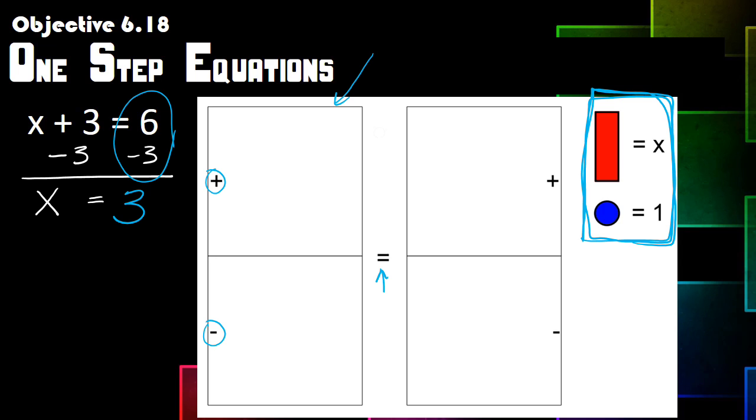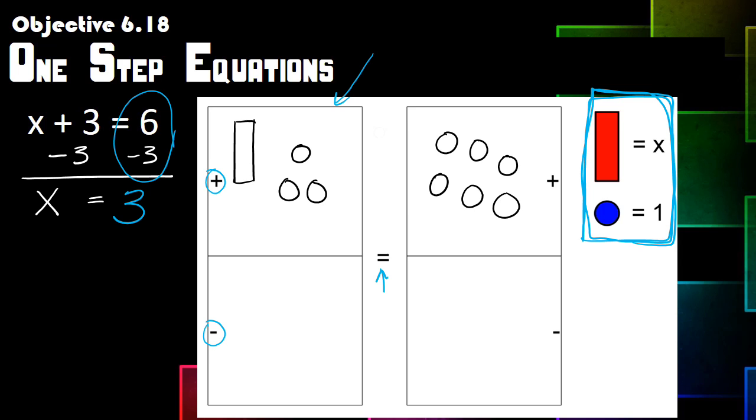Our very first step is to model x plus 3 equals 6. In the model, I'm going to draw out one rectangle. One rectangle means I have x. Now I need to draw out my positive 3, so I'm going to use the circles for that. Right now I drew out on the left-hand side of my equation x plus 3. Now I need to draw out 6 on the right-hand side. I'm going to make sure I'm in the positive section. Let's go ahead and draw out 6 circles. 1, 2, 3, 4, 5, 6.